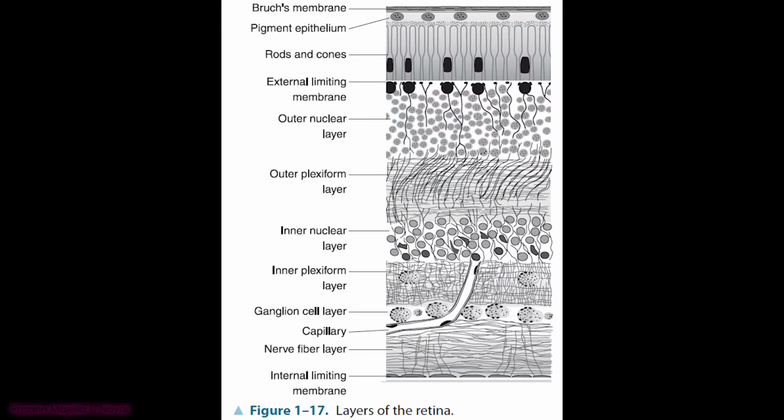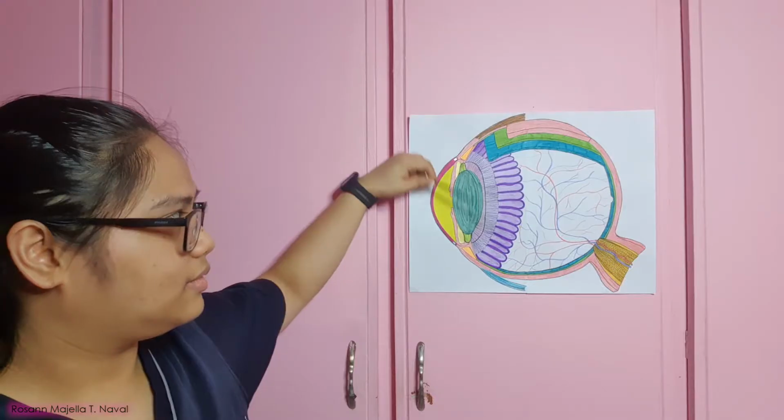These are the layers of the retina. From inner to outer: inner limiting membrane, nerve fiber layer, ganglion cell layer, inner plexiform layer, inner nuclear layer of bipolar, amacrine, and horizontal cell bodies, outer plexiform layer, outer nuclear layer, external limiting membrane, photoreceptor layer of rods and cones, inner and outer segments, and retinal pigment epithelium.